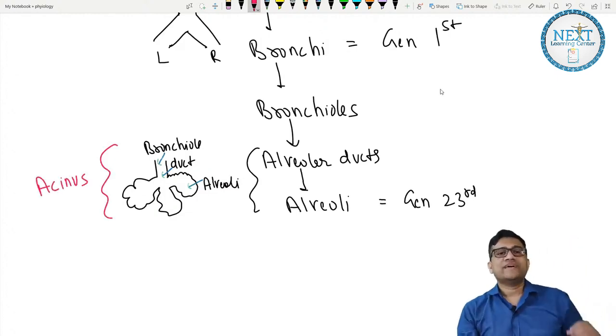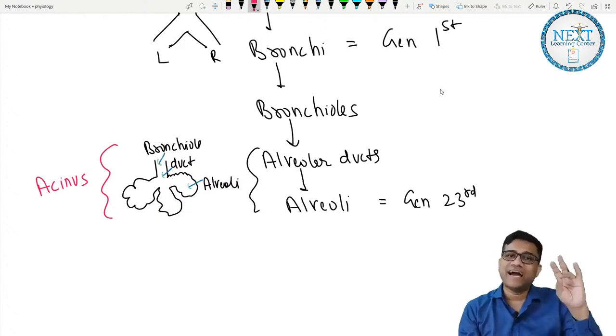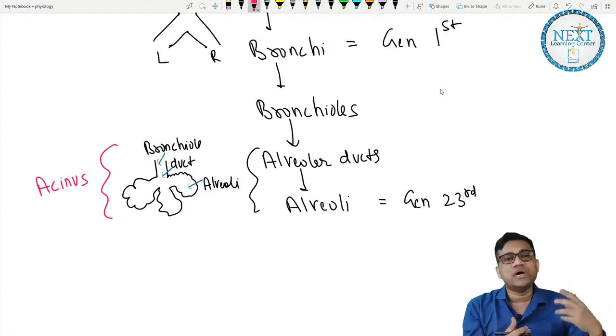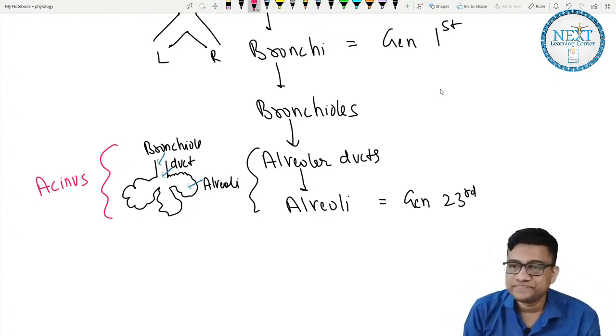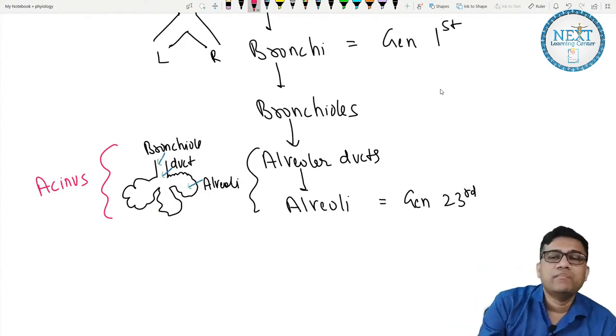So what is the acinus made from? It is basically alveoli, a duct supplying all, and the duct which is then continuing to the bronchiole. So this is called as what? This is called as the acinus. Okay, fine. Now what about the bronchiole?